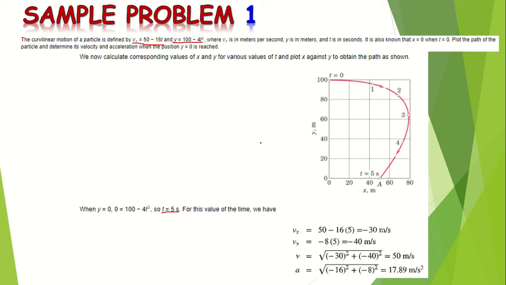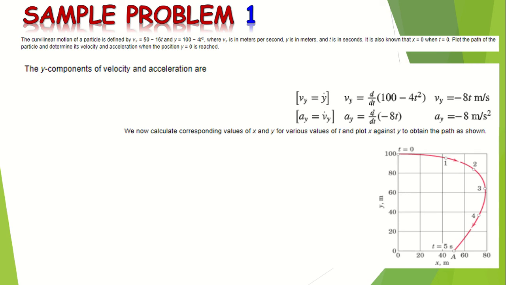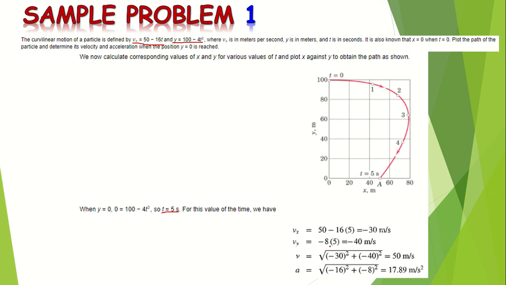Now for v sub y, where's our v sub y? We already calculated v sub y here. This is our v sub y. Our v sub y here is negative 8 times t, but t is 5 seconds. So substituting, we have minus 40 meters per second. So we have now the x and y components of the velocity. Therefore, we can now solve for the velocity v.